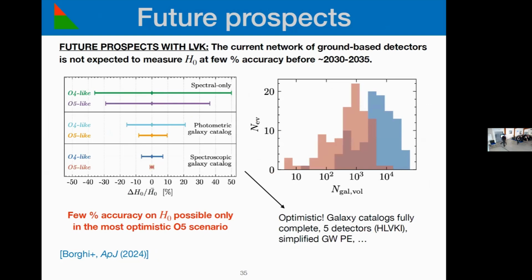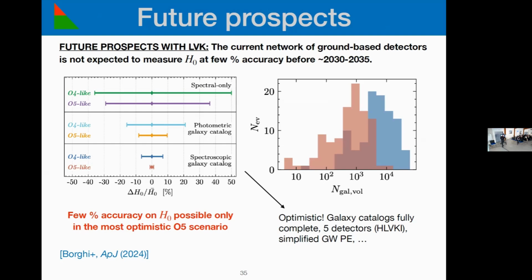These are the forecasts regarding dark sirens, found also in this paper, a nice paper by Nicola Borghi and collaborators. This is very optimistic because they were basically assuming that the galaxy catalog is complete. They were making a simplified analysis. They were considering the full 5 detectors, including also LIGO India. No, not LIGO India, but Cadre, that works at, let's say, 120 megaparsec. Very, very optimistic. But still, it's nice results, at least.